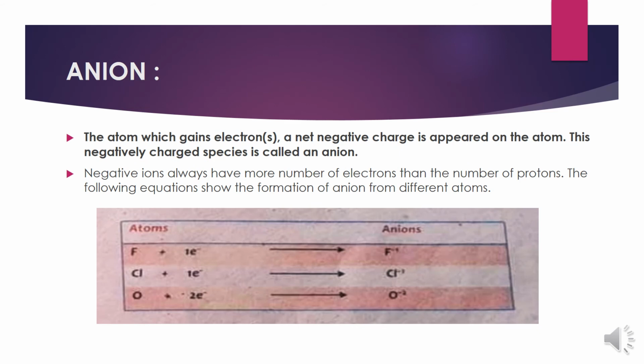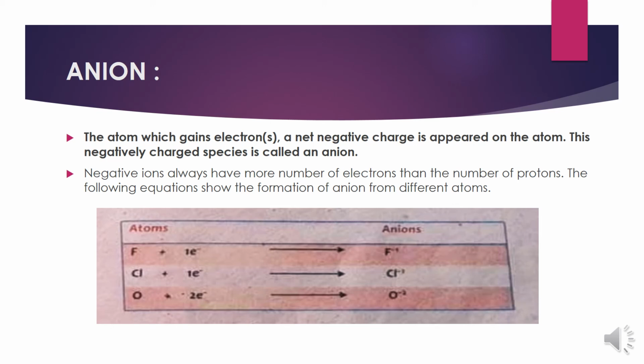Anion. The atom which gains electrons, a net negative charge appears on the atom, and this negatively charged species is called an anion. Clear? Negative ions always have... now, for negative ions, which will be more, electrons or protons inside? Electrons. Negative ions always have more electrons, because they gain electrons, than the number of protons.